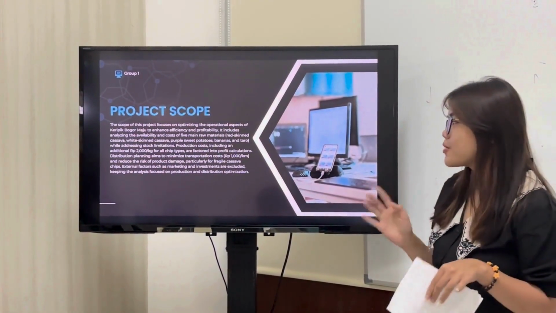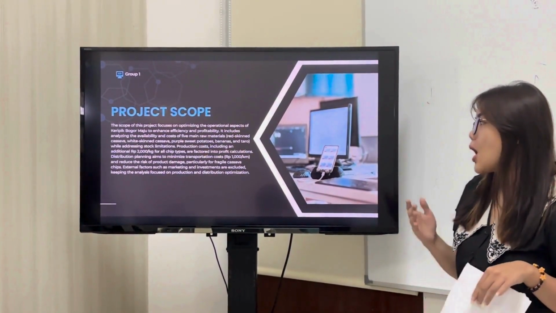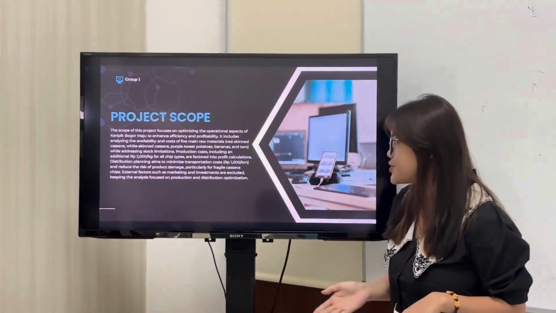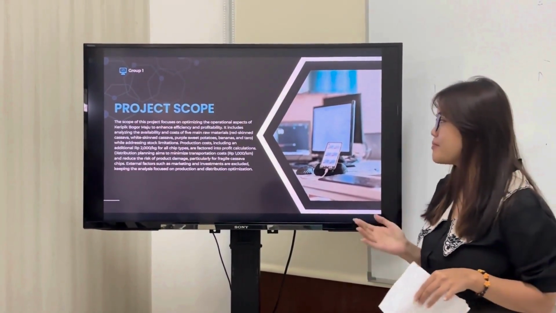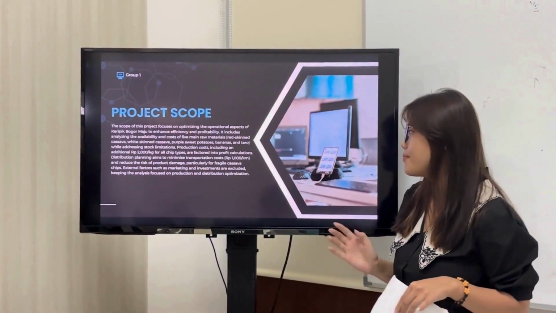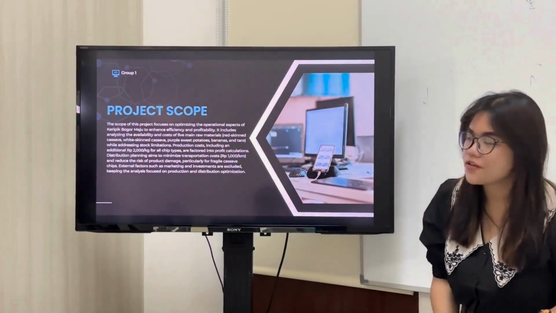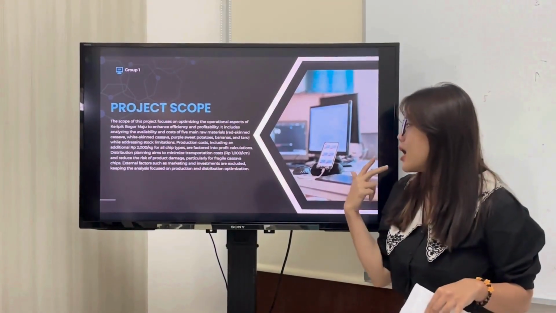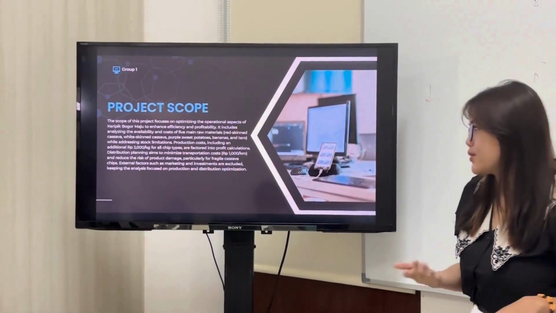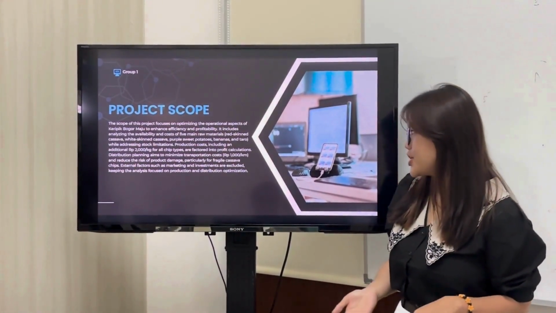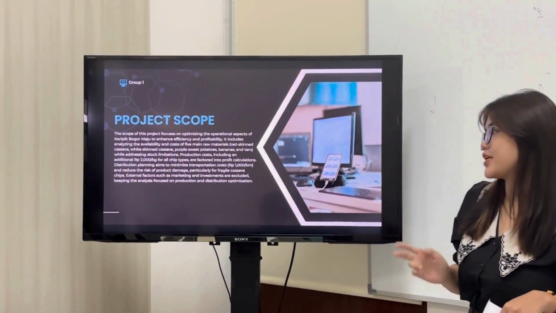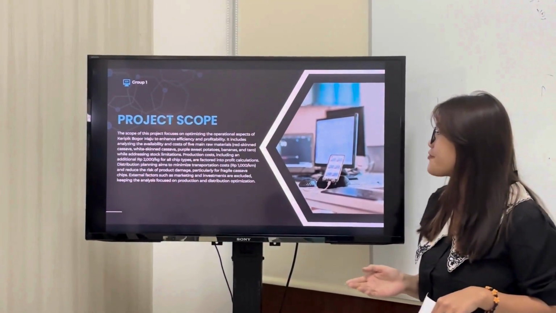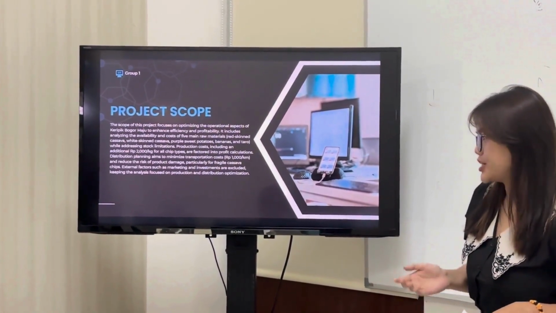The scope of this project is focused on optimizing the operational aspects of Keripik Bogor Maju to enhance efficiency and profitability. This includes analyzing the availability and cost of 5 raw materials: red skin cassava, white skin cassava, purple sweet potatoes, bananas, and taro, while addressing stock limitations. Production costs, including an additional 2,000 per kg for all chip types, are factored into profit calculation.